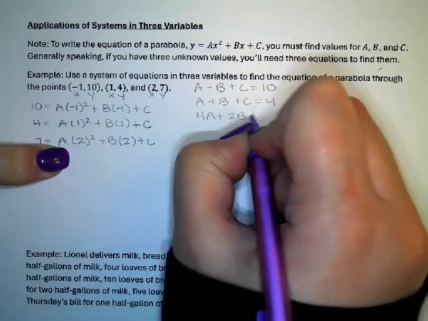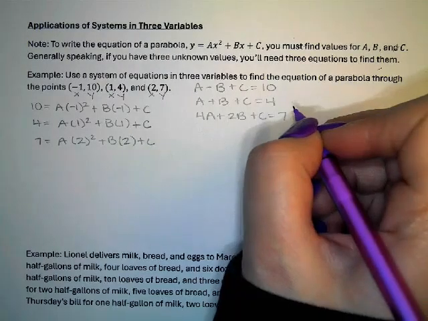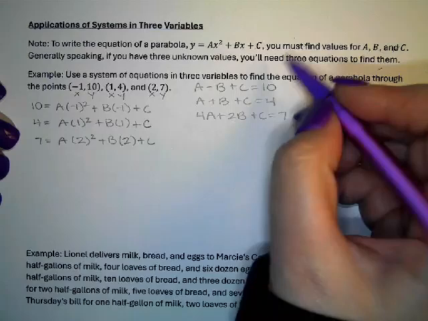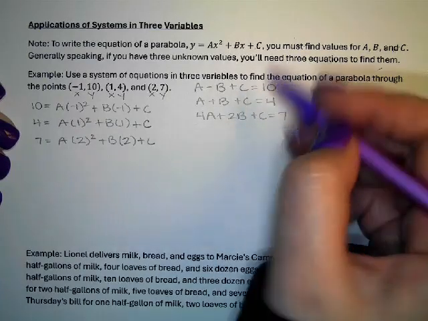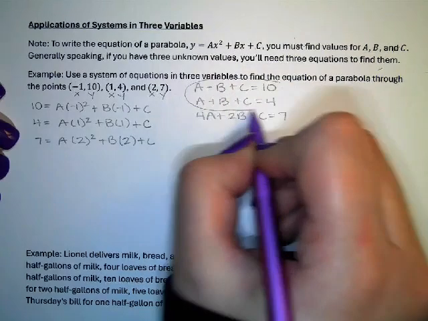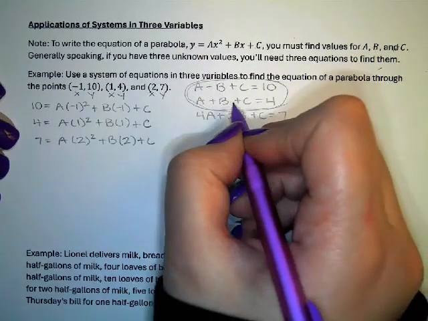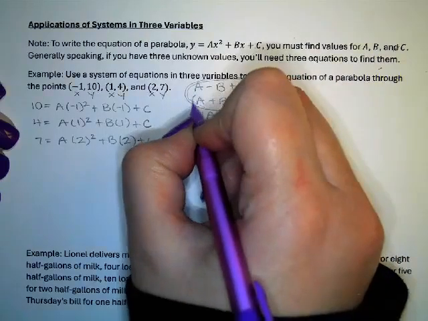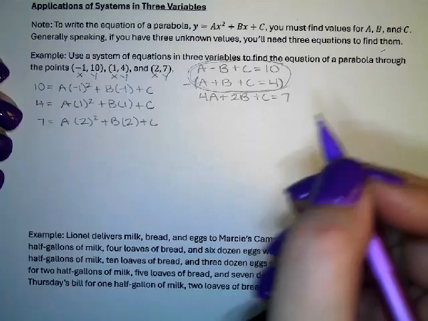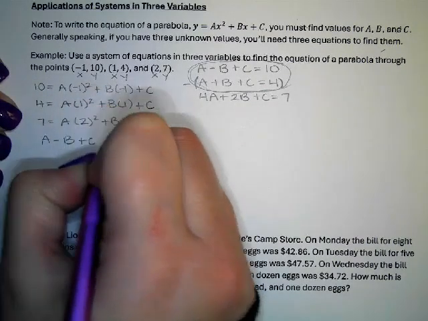All right, so the first variable that I'm going to eliminate is, I just see all the c's are alone, so I'm going to eliminate the c's first. So I'll go with the first two equations, and I need them to be opposite signs, so I'm just going to take this one and multiply by a negative. So I have a minus b plus c equals 10, and negative a minus b minus c equals -4.